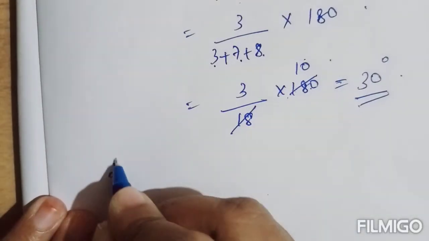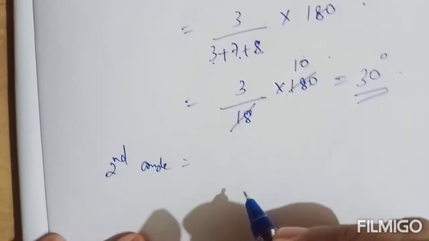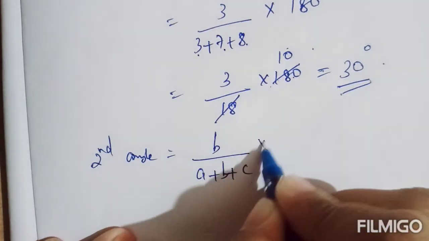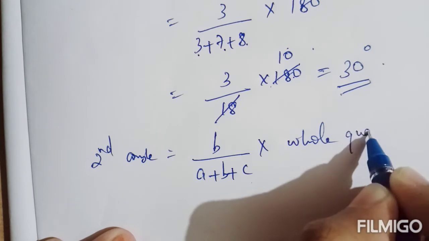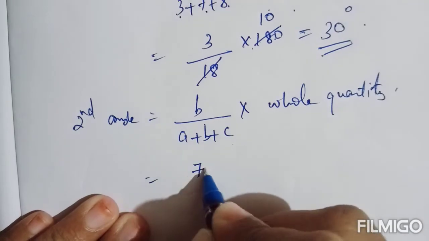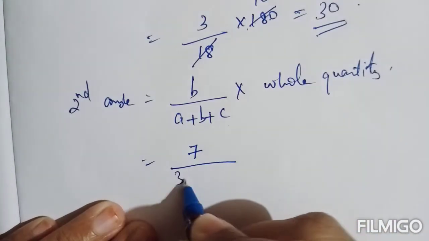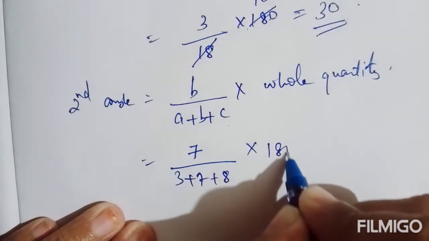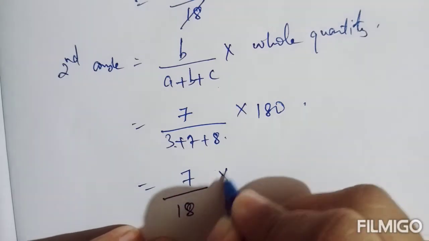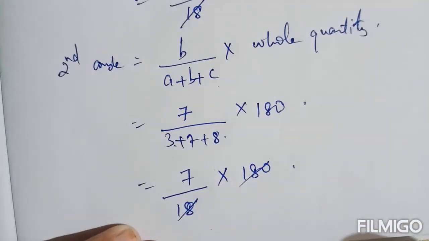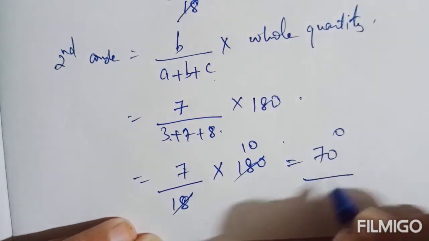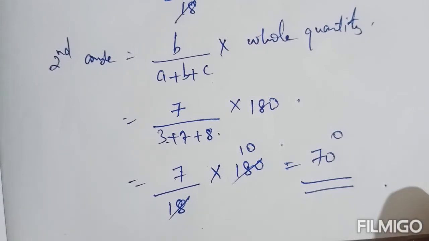Okay, next we have to find the second angle. Second angle or second part, how can we find it? The formula is B by A plus B plus C into the whole quantity. So in place of B, in the ratio it is 7. 7 by 3 plus 7 plus 8 into 180. On adding this you will get 18 into 180. So 18 and 180 you can cancel, here it will be 10. So 7 into 10 is 70 degrees. The second angle will be 70 degrees.